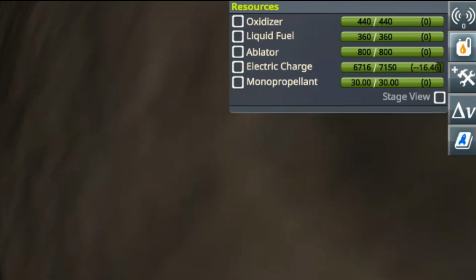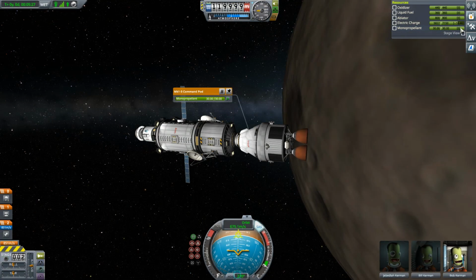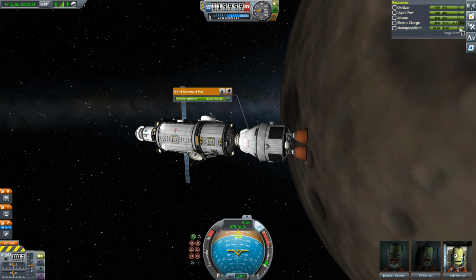Just to remind everyone, our calculated value was 1,500 units of electric charge this should cost. We're starting with 7,150, so if we subtract that off, that should be about 5,650. I don't think it quite got down that far, but I think it got pretty close. Remember, it is recharging while it's transmitting, so that might be it.